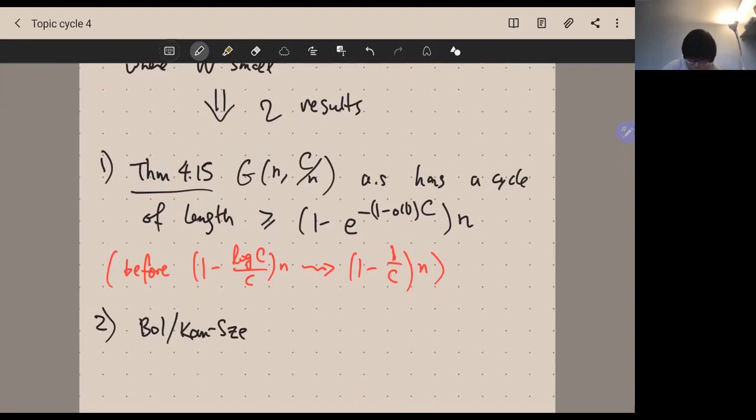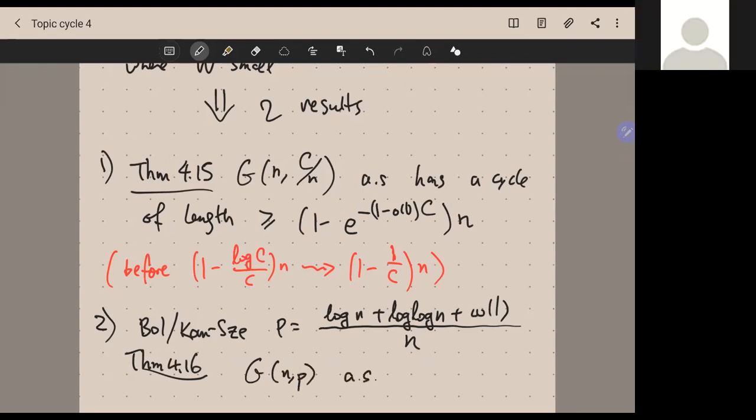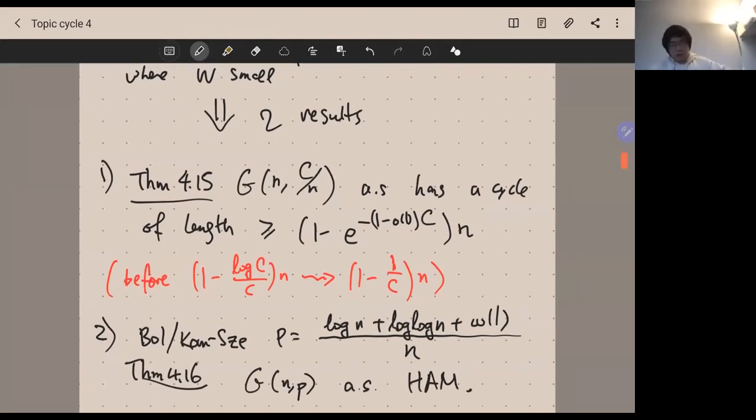So this is theorem 4.16. If I let p to be log n plus log log n plus some function that grows to infinity with respect to n, so it could be like iterated log or just any function that grows to infinity with n, over n, then G(n,p) almost surely is Hamiltonian.